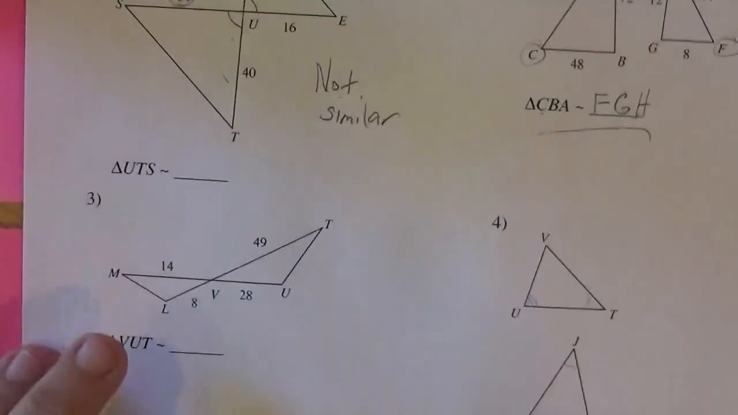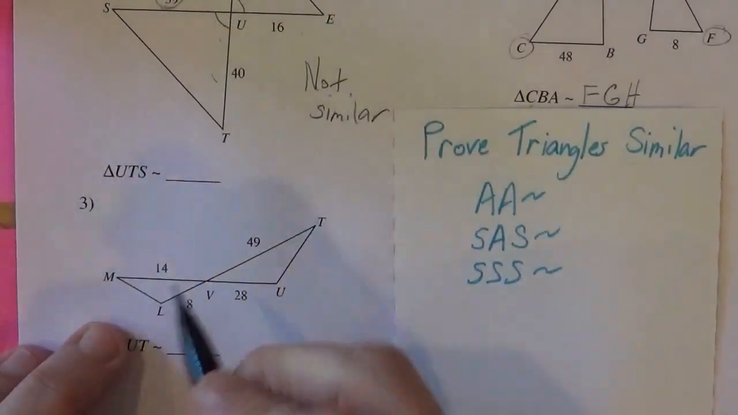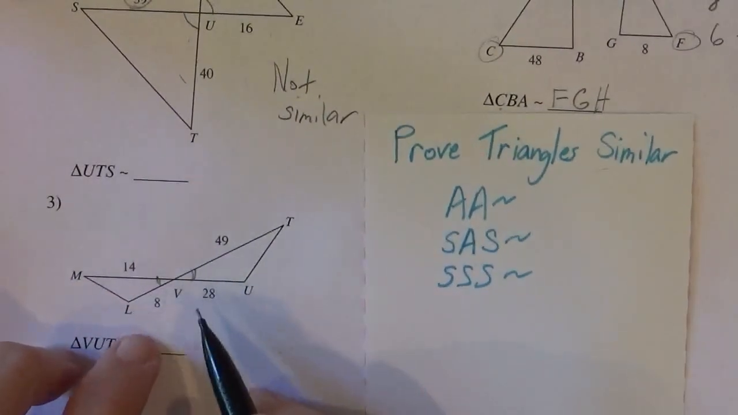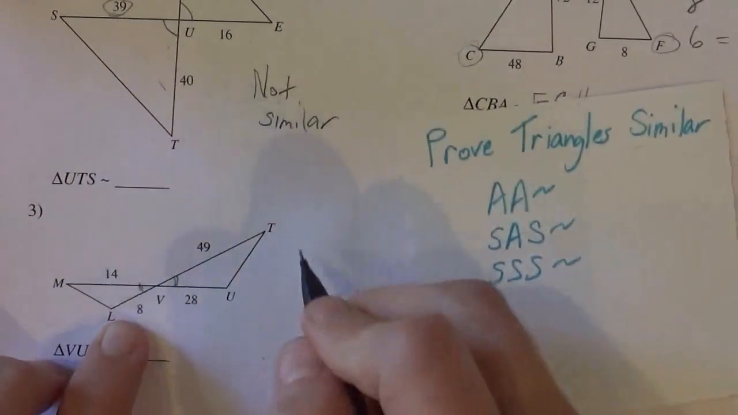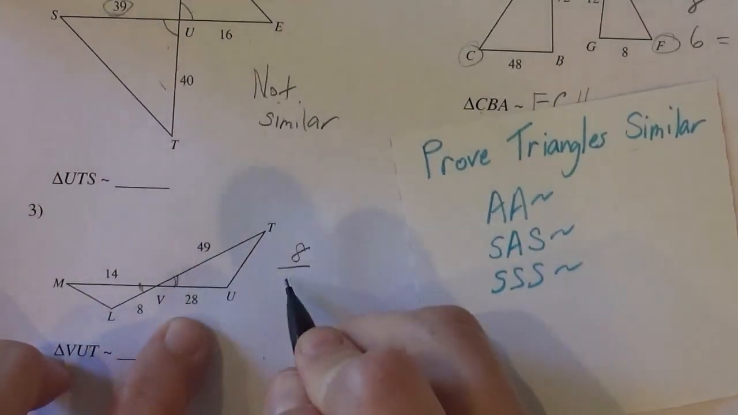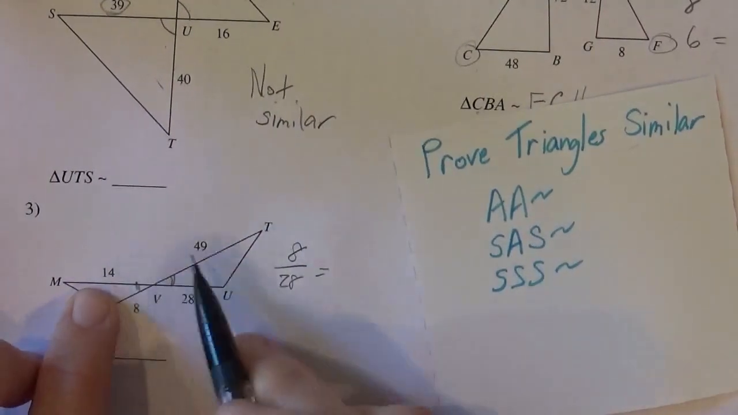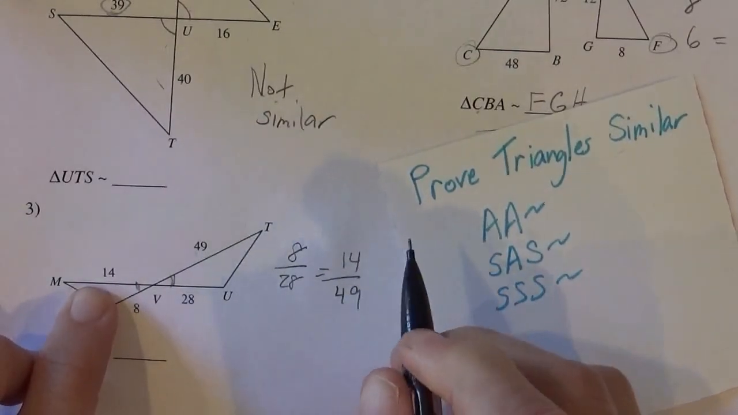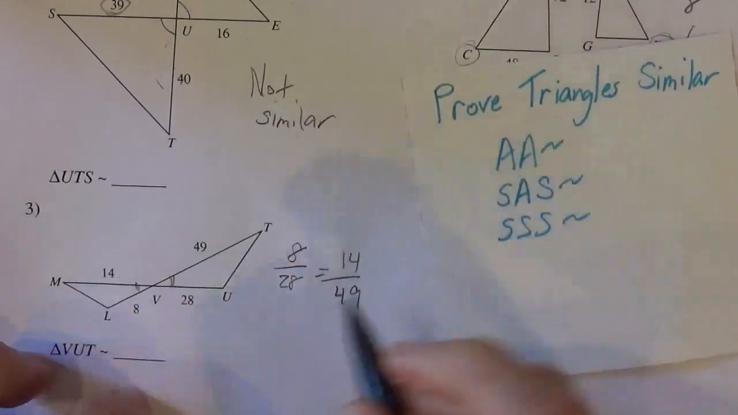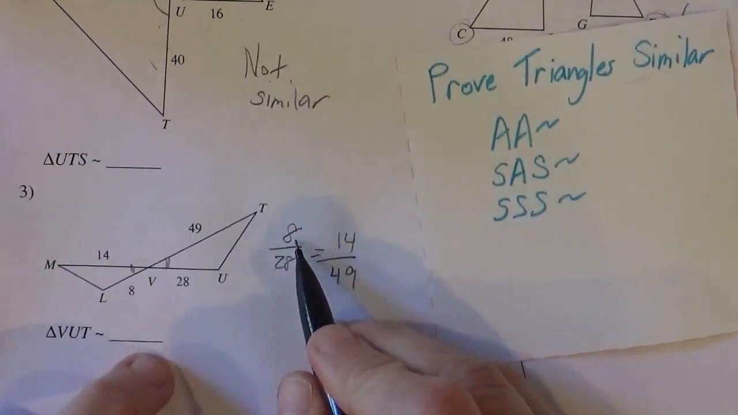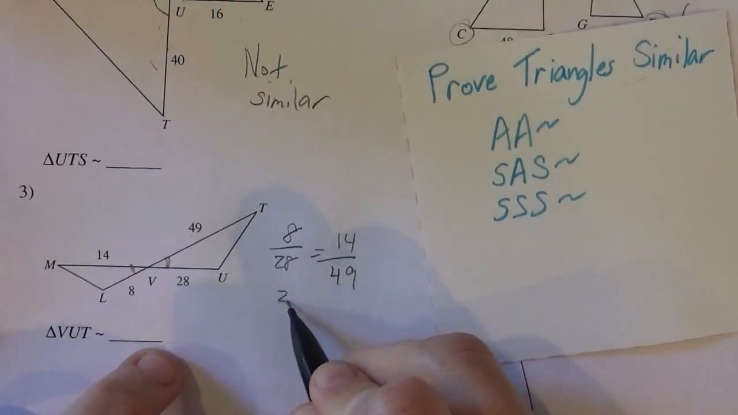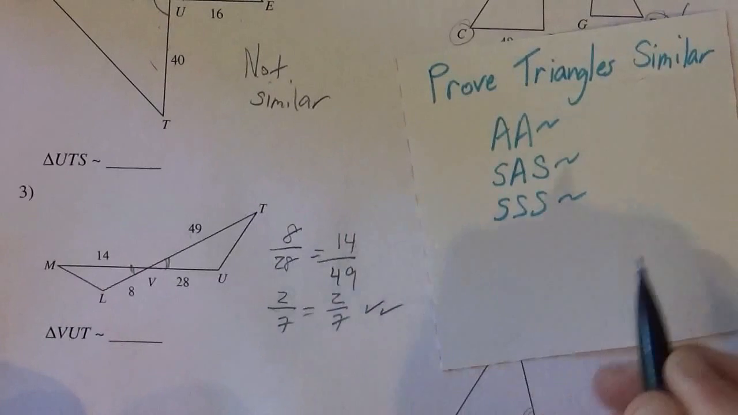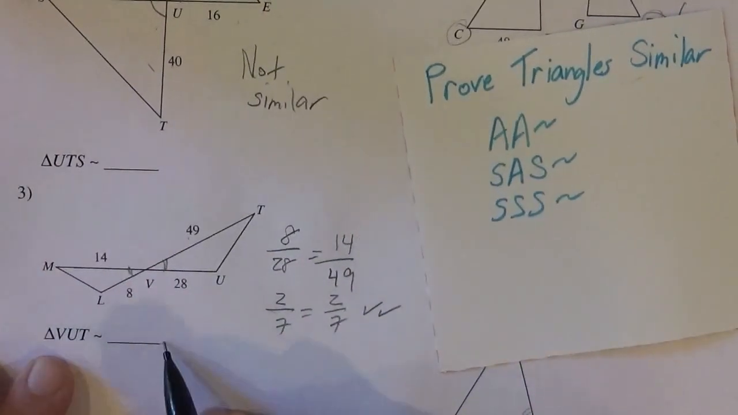We do it again. We have another pair of vertical angles congruent, and let's see if these guys make it. We'll compare the smaller side, that 8, to the smaller side, 28, and we wonder if that equals 14 to 49. Is that right? Oh, that's okay. This is divided by 4, that's 2 over 7, divided by 7, that's 2 over 7. Yeah, that checks out. So then you make your similarity statement.